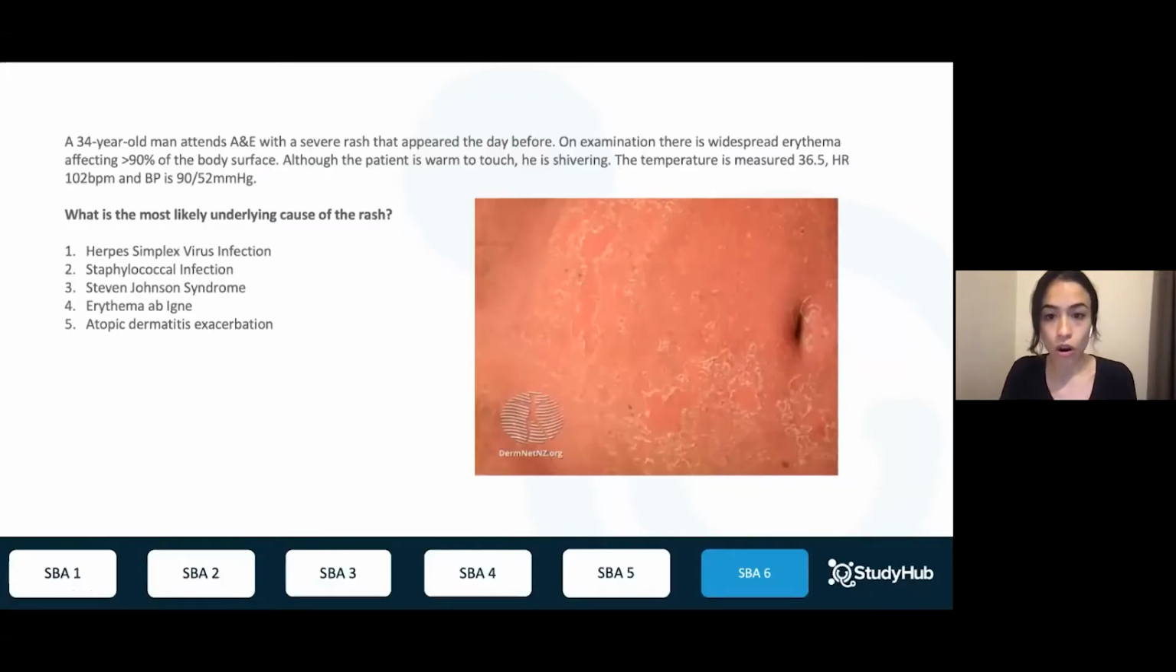And last SBA before our break, a 34-year-old man attends A&E with a severe rash that appeared the day before. On examination, there is widespread erythema affecting more than 90% of the body surface. Although the patient is warm to touch, he is shivering. The temperature is measured 36.5, heart rate is 102, and blood pressure is 90/52. What is the most likely underlying cause of the rash? 1, herpes simplex virus infection. 2, staphylococcal infection. 3, Stevens-Johnson syndrome. 4, erythema ab igne. Or 5, atopic dermatitis exacerbation.